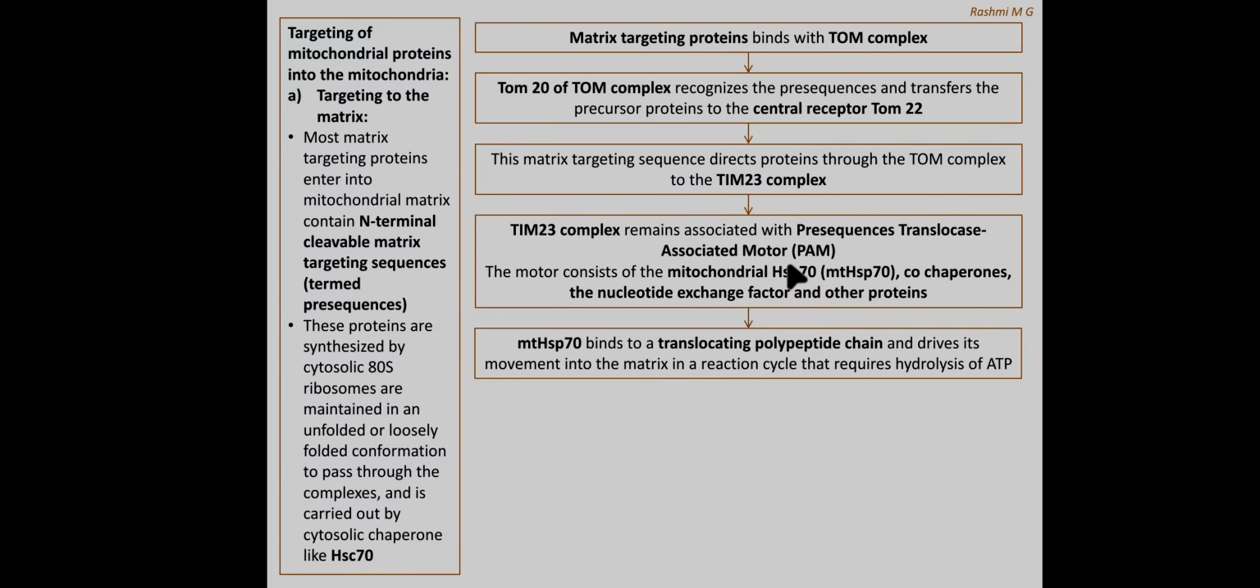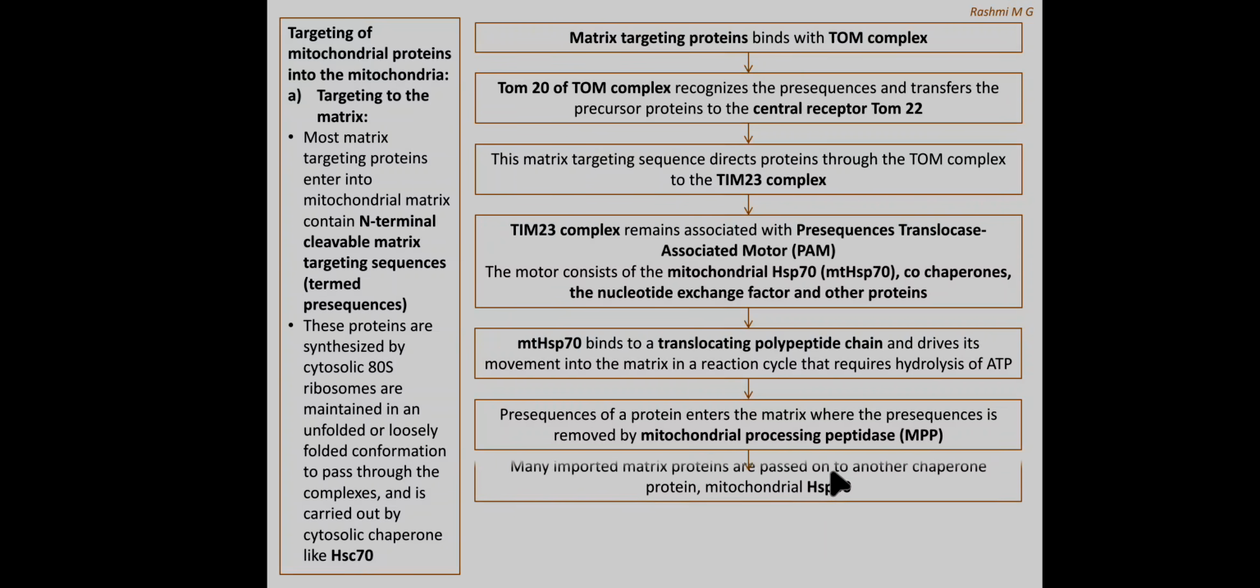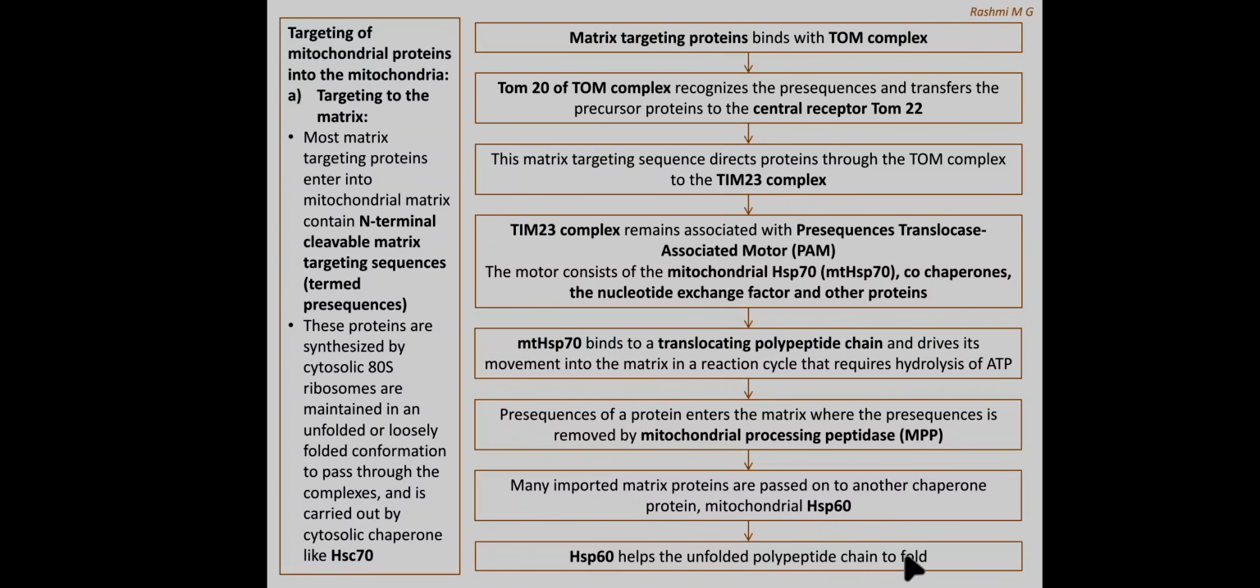So mtHSP70 of PAM binds to the translocating polypeptide chain and drives its movement into the matrix in a reaction cycle that requires hydrolysis of ATP. The pre-sequence is removed with the help of mitochondrial processing peptidase when it comes to the matrix. Many imported matrix proteins are passed on to another chaperone protein, that is mitochondrial HSP60, which folds the polypeptide chain.